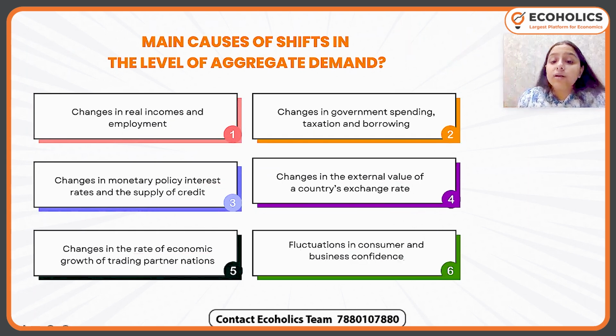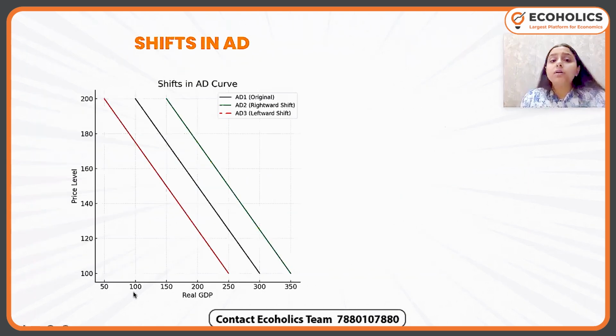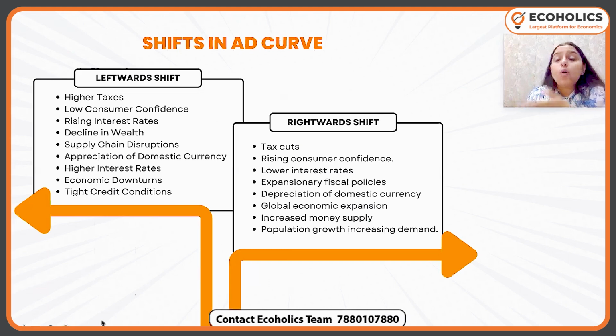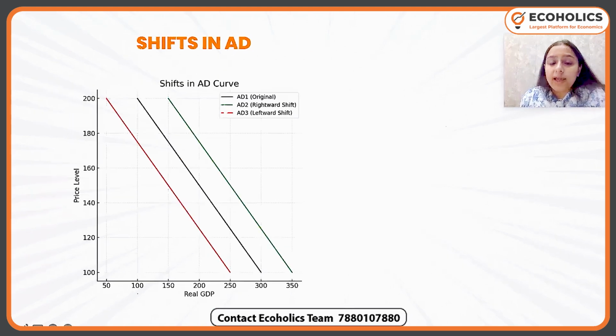But how do they affect it? Do they bring the aggregate demand curve downward or upward? As you can see here, this is an upward shift, or we also call it rightward shift in aggregate demand. When the aggregate demand shifts to the left, we call it leftward shift or downward shift as well. All right. But which factors bring the shift towards the right side or towards the left side?